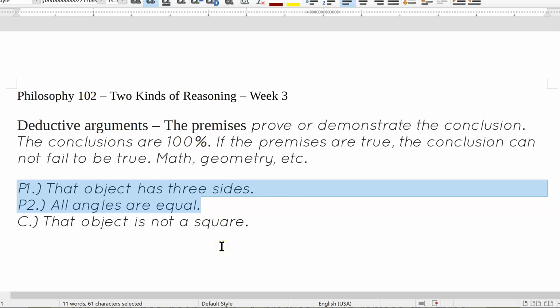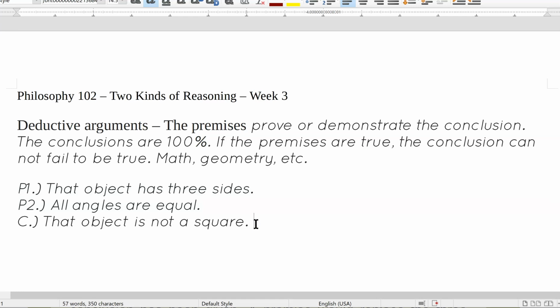It's not maybe not a square. It's not kind of not a square. Right? It's not probably not a square. Just simply, that object is not a square. And we can see that if the premises are true, right, whatever we're pointing at, has 3 sides and all angles are equal, that object is not a square, right?